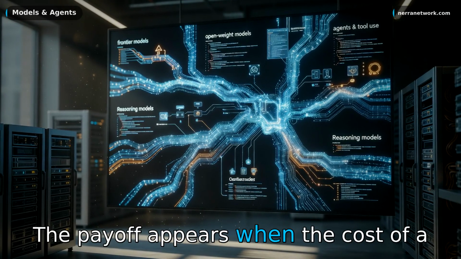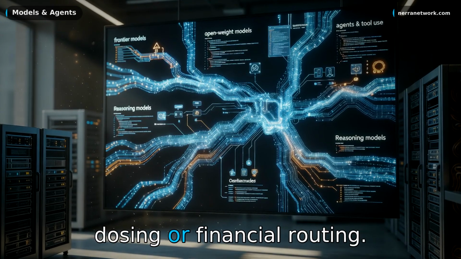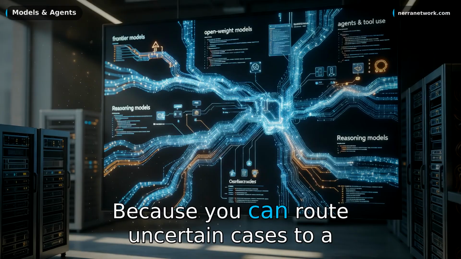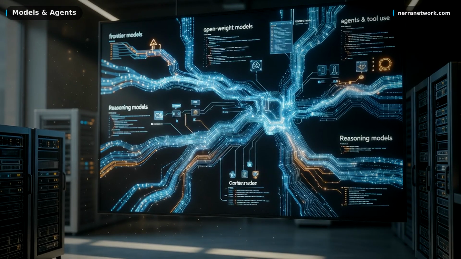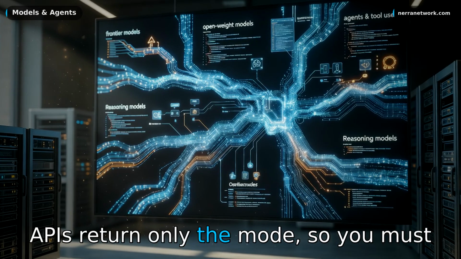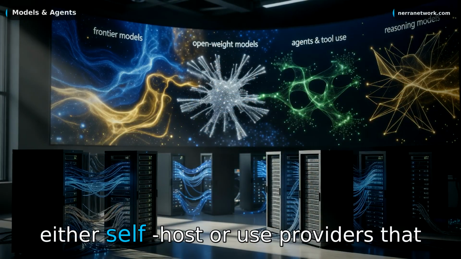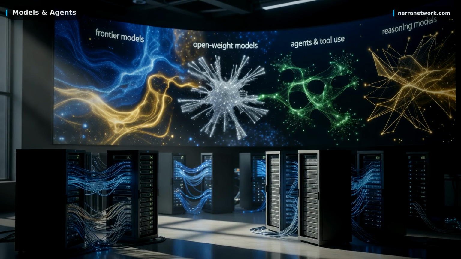The payoff appears when the cost of a false positive is asymmetric, medical dosing or financial routing, because you can route uncertain cases to a human or a slower verification model. The practical gotcha is that most public APIs return only the mode, so you must either self-host or use providers that expose logits or multiple samples.